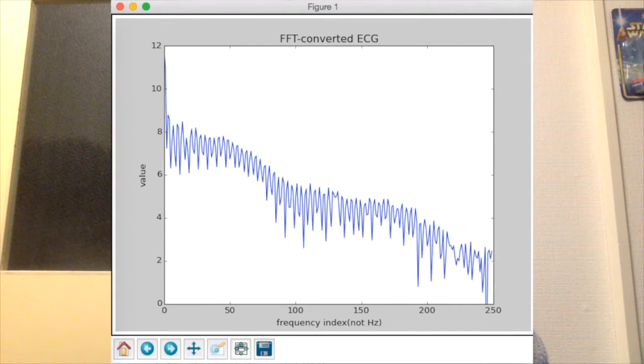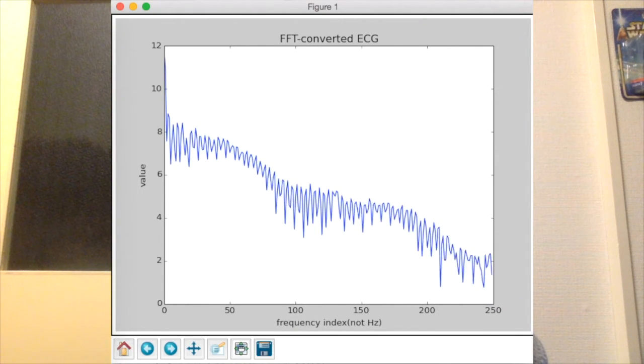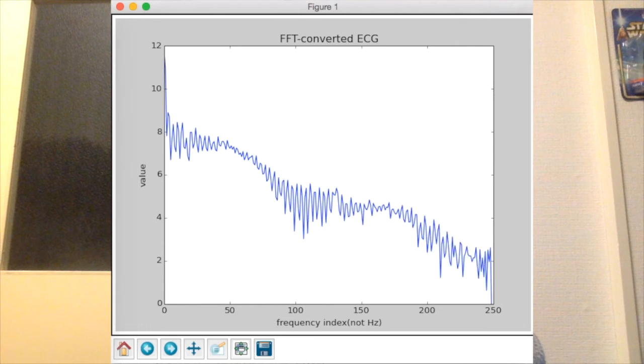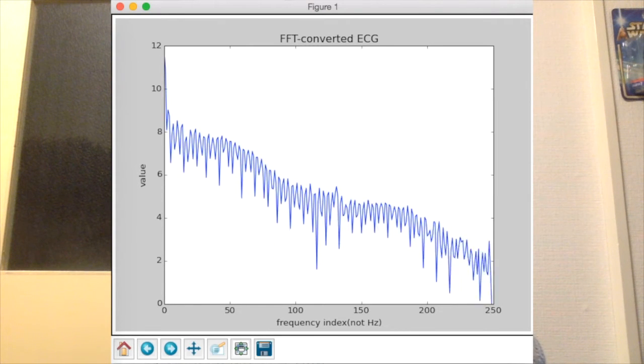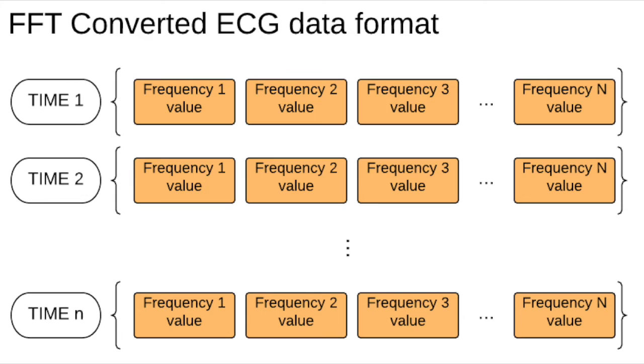On the NuPIC mailing list, many people helped me to analyze ECG data. Some people advised me to use Fourier transform. Fourier transform can be used to extract characteristics of the data sequence. I wrote an FFT converter for ECG data. FFT output is a vector of frequency values. So I got the time series of vectors like this graph. Data 1 has frequency values, data 2 also has frequency values, and so on.